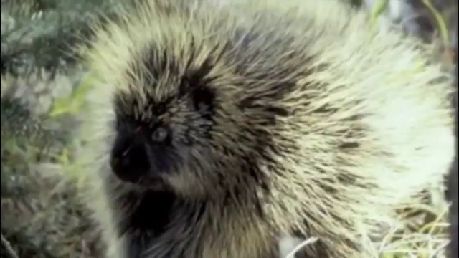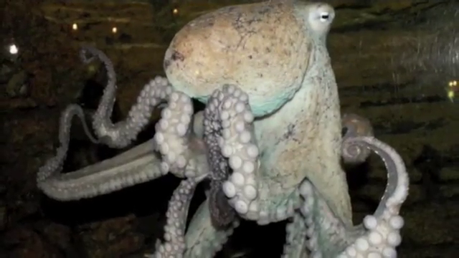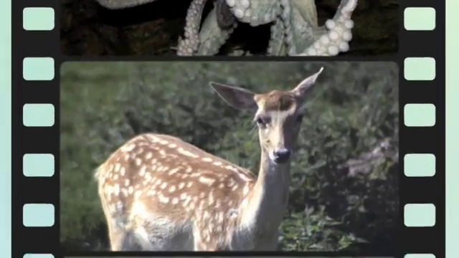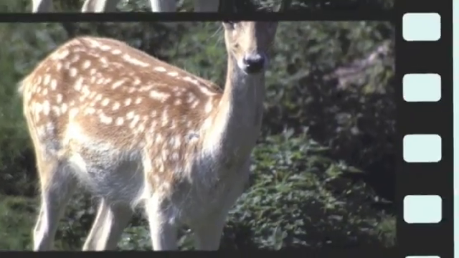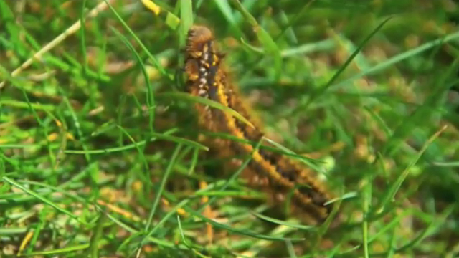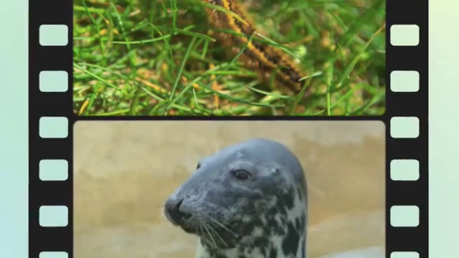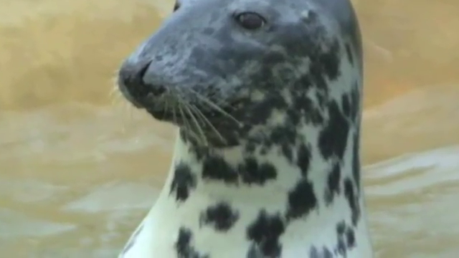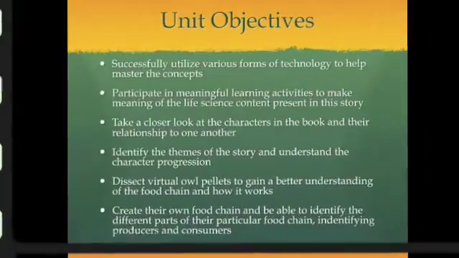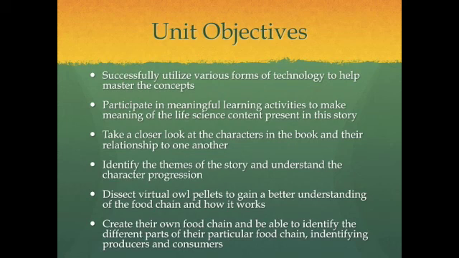As students are introduced to more characters and the storyline progresses, students will begin to see the connection to the food chain. Students will continue to participate in various activities throughout the unit to gain a better understanding of the food chain and the role that animals and plants play in this chain. The first objective for this unit is students will utilize various forms of technology to help master the concepts. Students will also participate in meaningful learning activities to make meaning of the life science content present in the story.